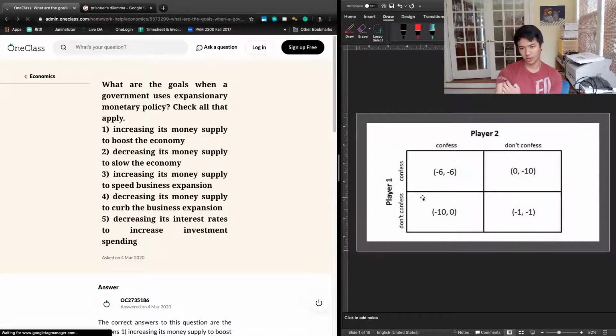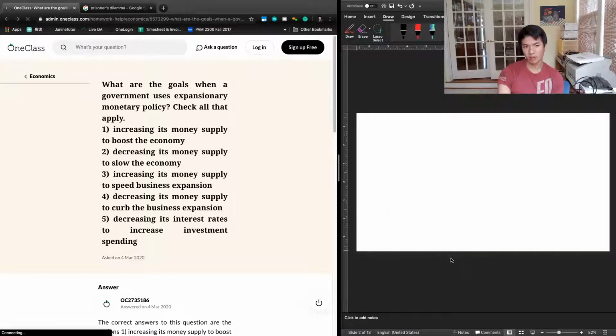Next question says, what are the goals when a government uses expansionary monetary policy? Check all that apply. One says increasing its money supply to boost the economy. Two says decreasing its money supply to slow the economy. Three says increasing its money supply to speed business expansion. Four says decreasing its money supply to curb business expansion. And five says decreasing its interest rates to increase investment spending.